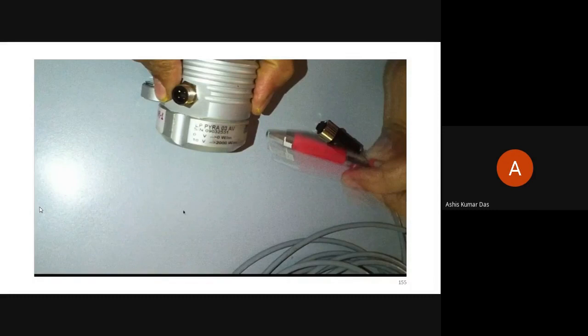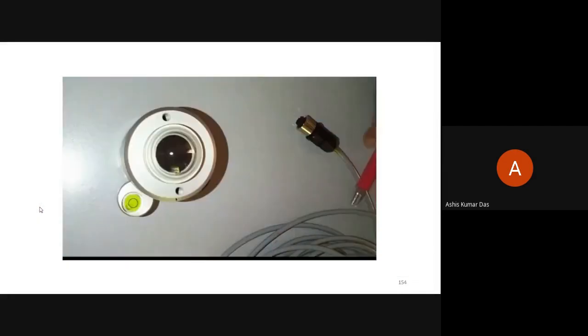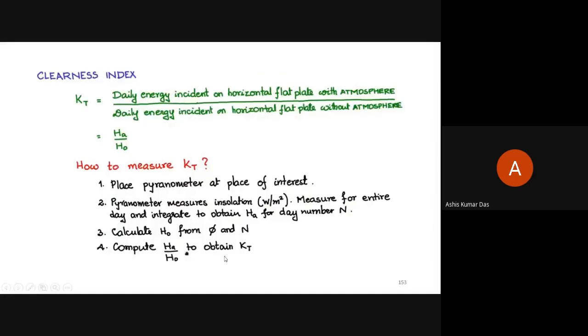Now we can measure for the entire day and integrate the value, and you will get the HA in meters per square meter, that is, per day. So this would mean you would get the HA for the day number n, isn't it? For that particular day we are placing it, we will get the value of HA. We can also do that for any other day of the year.